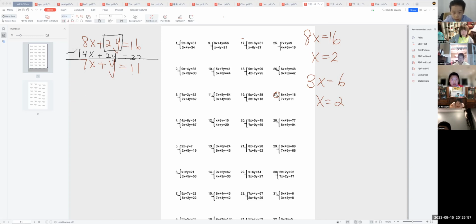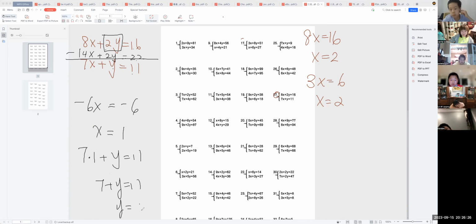So boys and girls, I'm going to minus. 16x minus 14x equals negative 6x. 2y minus 2y equals no y. And 16 minus 22 equals negative 6. So x equals what? x equals 1. If x equals 1, y equals what? 7 times 1 plus y equals 11. So 7 plus y equals 11, so y equals 4. So we get these two lines actually crossed at x equals 1, y equals 4. So that is it.